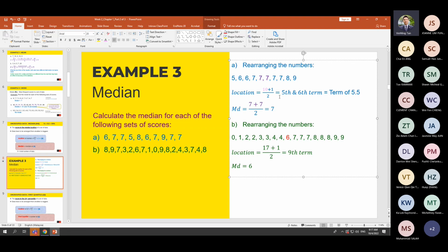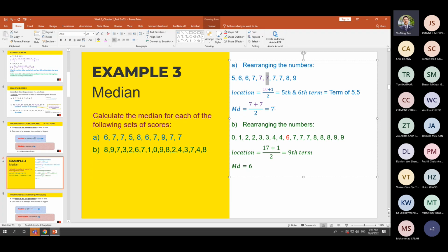So let's see. Term 5 is what number? This 7 is location 5. Location 6 is this number. Incidentally, these two numbers are the same, right? So 7 plus 7 divided by 2, you'll get 7 exactly. So that means for this data set, 7 is the middle number. The middle value of this data set is 7. It means 7 is located in the middle of the data set.